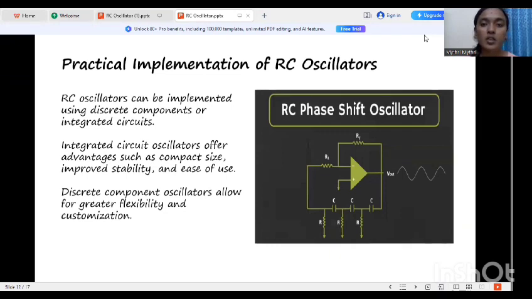Practical implementation of RC oscillators. RC oscillators can be implemented using discrete components or integrated circuits. Integrated circuit oscillators offer advantages such as compact size, improved stability, and ease of use. Discrete component oscillators allow for greater flexibility and customization.